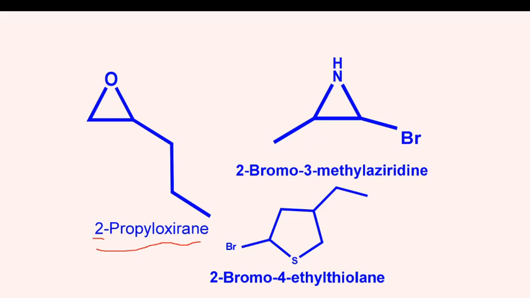Then this one is 2-bromo-3-methyl-aziridine. In this case it is 2-bromo-4-ethyl-thiolane. So keep it in mind, while naming you have to give the lowest possible number to the substituent attached to the heterocyclic compound.